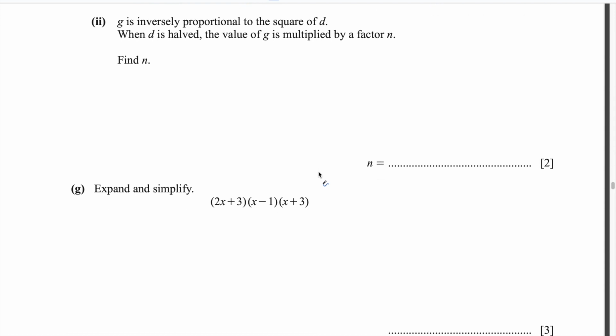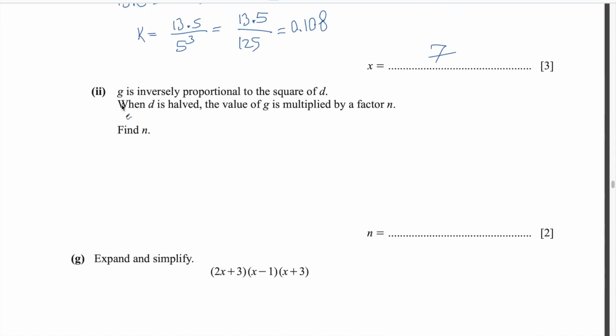Next, what a long question. It says that g is inversely proportional to the square of d. So it means g is equal to k over d squared. Then it says when d is halved, the value of g is multiplied by a factor n. Now find n. When d is halved, it means d is replaced by (1 over 2)d, squared. Then g is multiplied by a factor n.